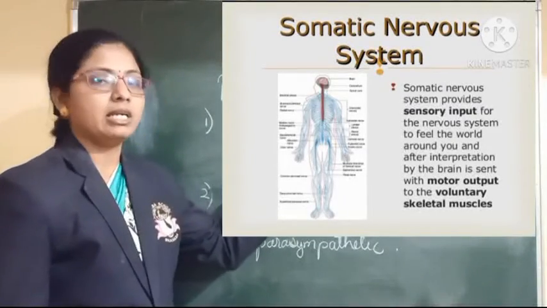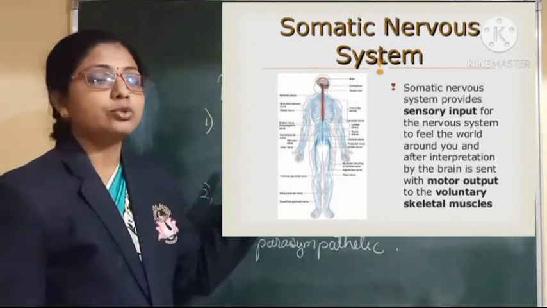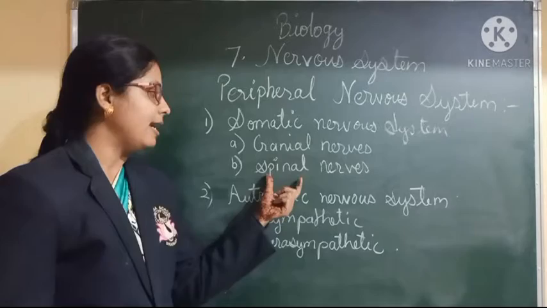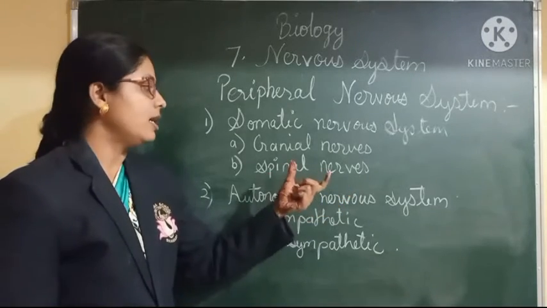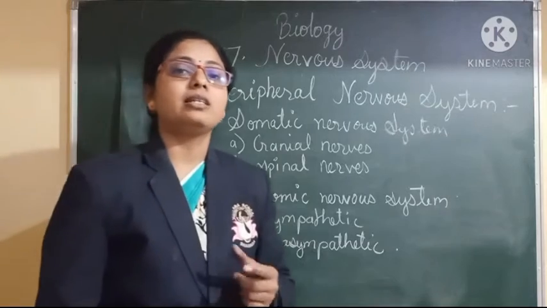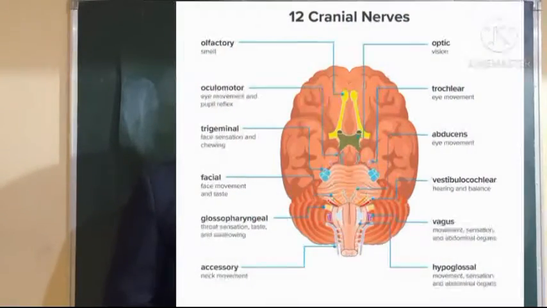The somatic nervous system further consists of different types of nerves, two types: cranial nerves and spinal nerves. Now, in both these types of nerves, where they are present, that we are going to see with the help of a diagram.